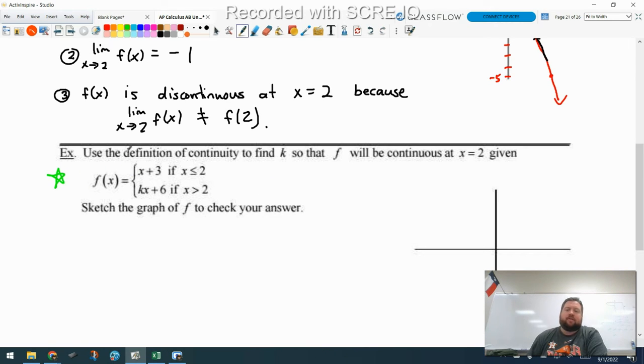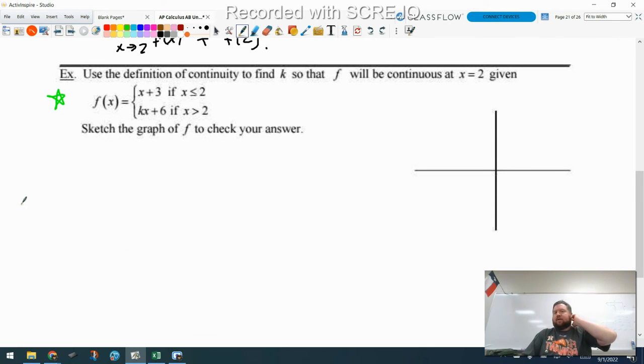Okay, put a star next to this one. This one is going to be on your AP exam for sure in some way. They ask questions like this all the time. Once we learn about derivatives, they're going to ask us questions like this again referring to derivatives as well. So we're going to see questions like this all the time.